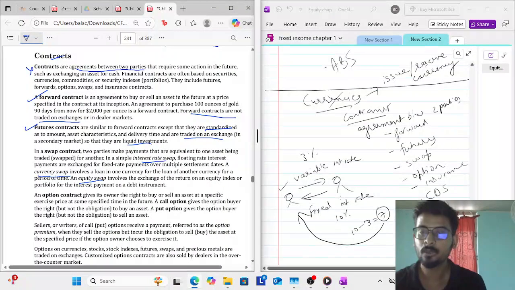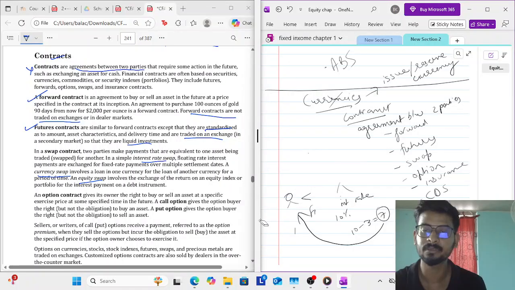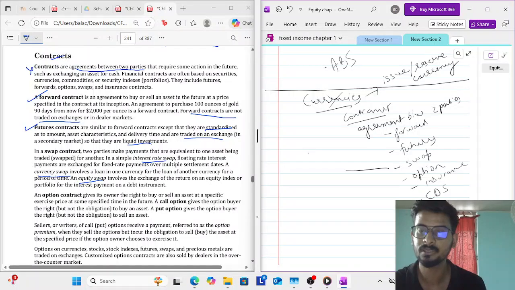So in swaps we had three types. What all we learned in a glimpse is actually for knowledge purpose. We learned the interest rate swap, we learned about the currency swap, one currency for another as a loan, and we learned about the equity swap.